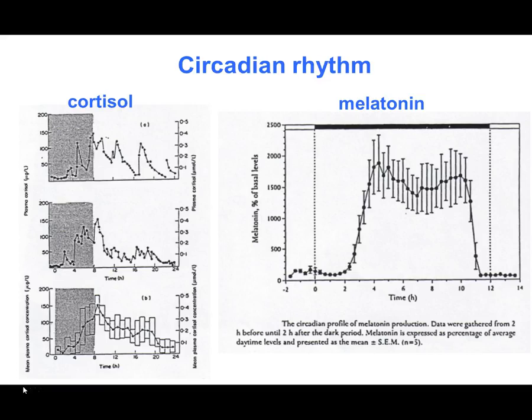Circadian rhythm influences cortisol with high levels during the day and low levels at night, and it also increases melatonin after dark. The left panel shows cortisol, the right panel shows melatonin. You can see that after the start of the dark period, melatonin increases rapidly and decreases after about 10 hours.